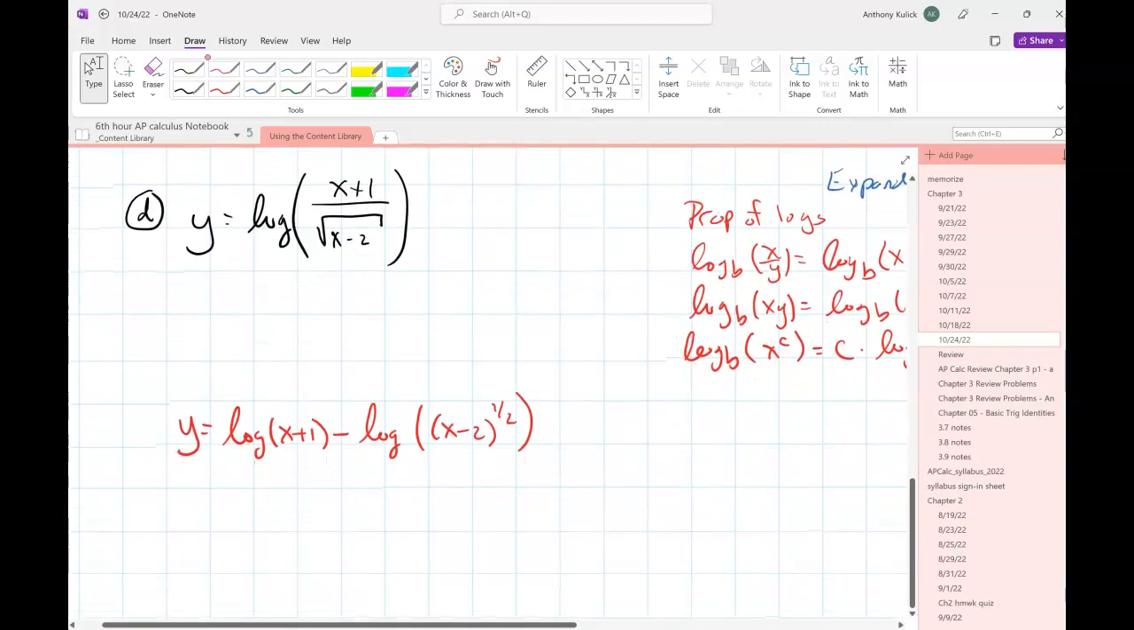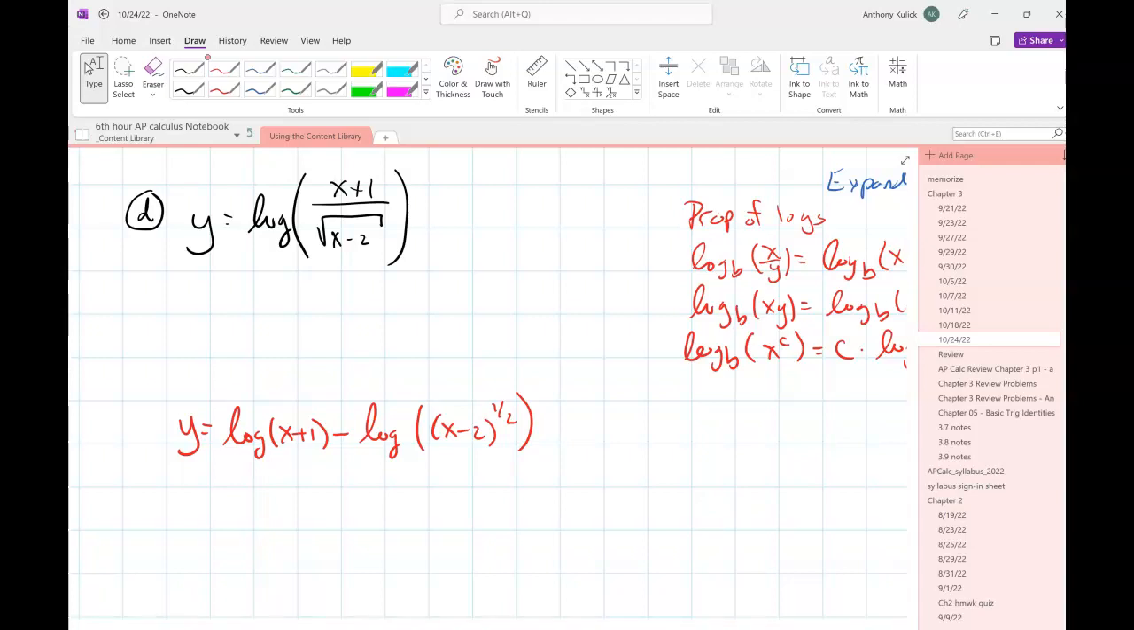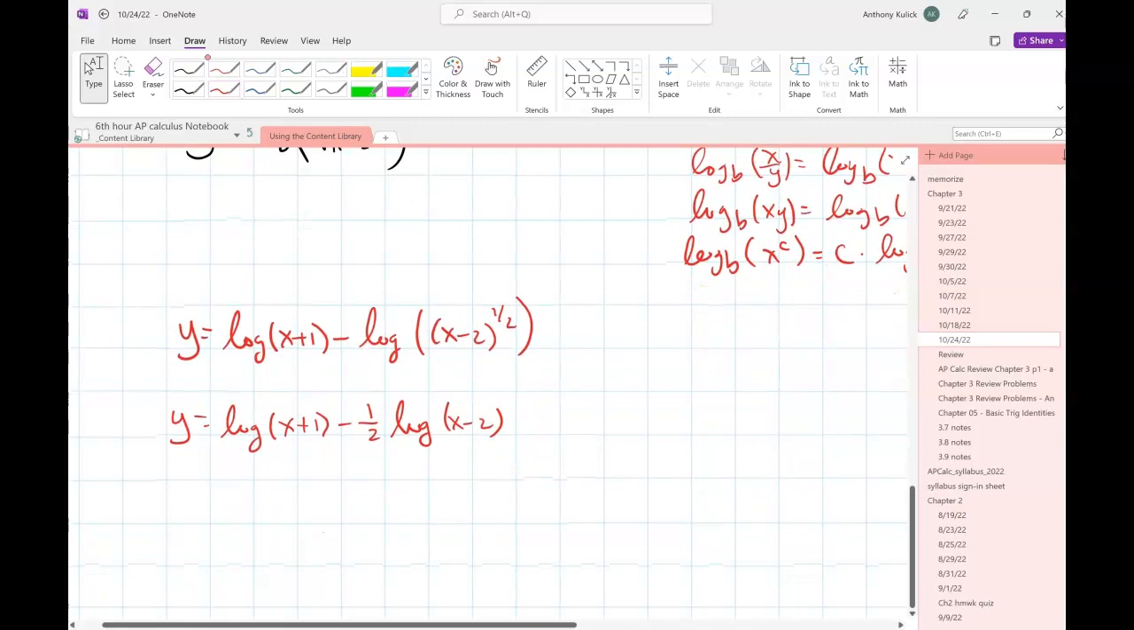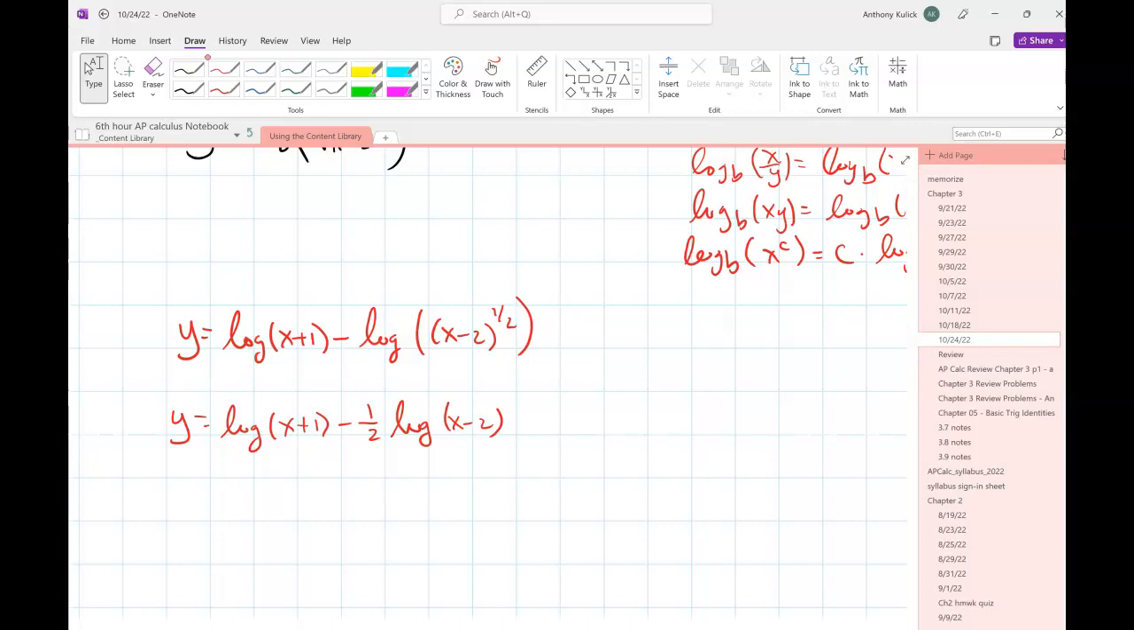Now I don't see any products here, right? There's no multiplication going on. But I do see a power, so I can use that power property. Notice I haven't done any calculus yet. Everything that I've done so far is in Algebra 1 or Algebra 2 skill. And now I'm ready to do my calculus. But look at what's happened. Look at the derivatives that I now need to take. So much easier. So much easier.